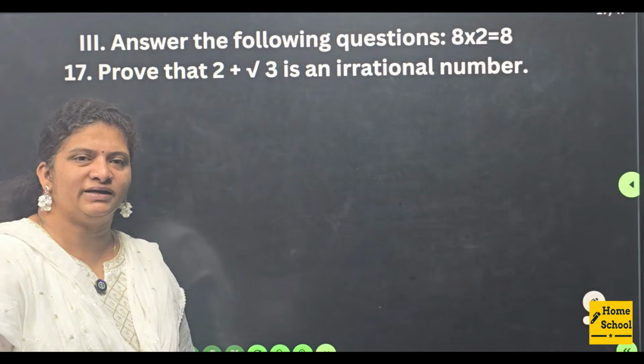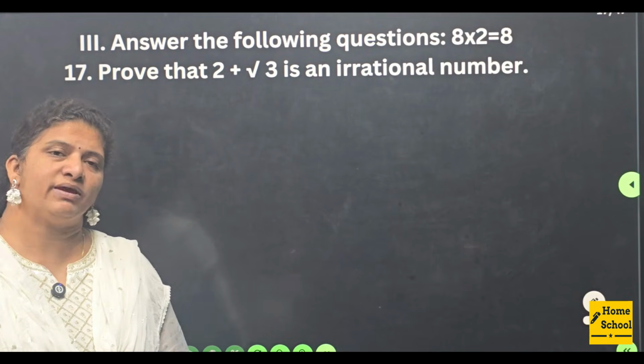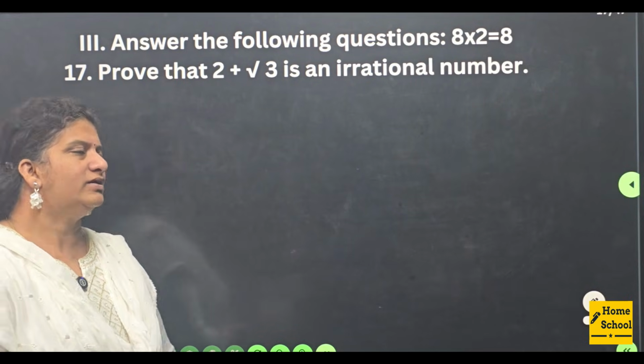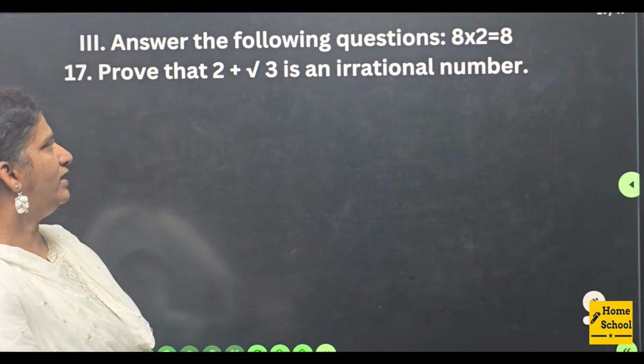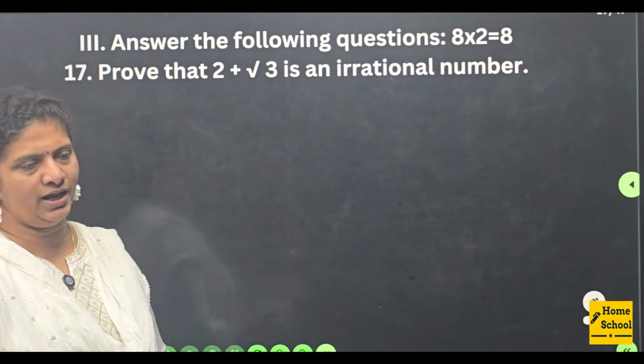With this we complete our 2 mains. Third main, answer the following questions. In this we will be having 8 2-mark questions. Let's start with the 17th one. Prove that 2 plus root 3 is an irrational number.